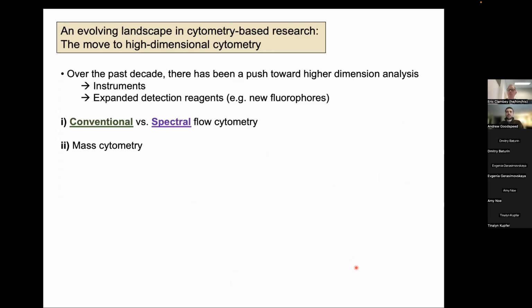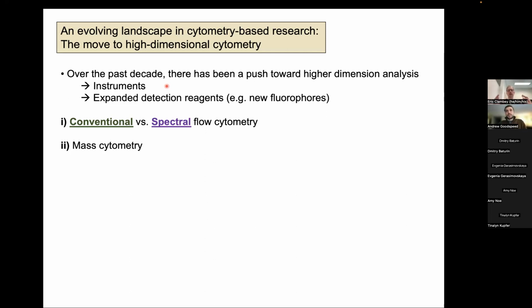Now, I think one of the really exciting but also challenging things is that cytometry-based research continues to evolve. So over the past decade, there's been a major push towards higher dimension analysis. And this has really been powered by two things: one, advances in instrumentation, and two, expanded reagents. There continue to be more and more fluorophores with unique fluorescent properties identified, which really allow you to expand this.